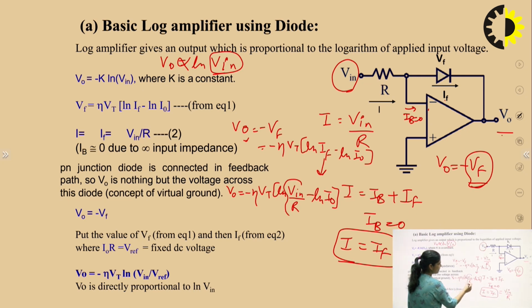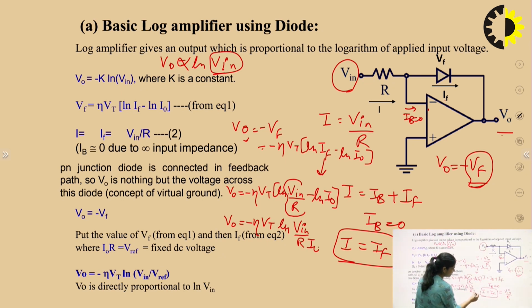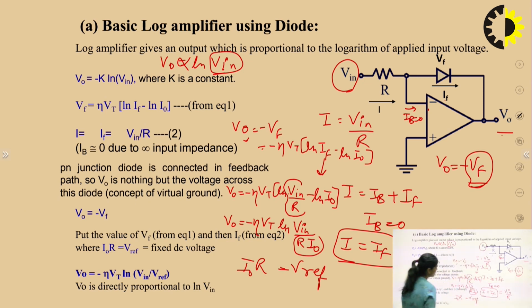Now can we simplify this V_in upon R? Like log A minus log B means log A upon B, we can write V_out is equal to minus eta V_T ln ((V_in upon R) upon I_0). Here I_0 is a fixed DC value, so we can write I_0 R equal to V_reference. So the final equation is V_out is equal to minus eta V_T ln (V_in upon V_reference). It means V_out is directly proportional to ln V_in. So this is the proof.